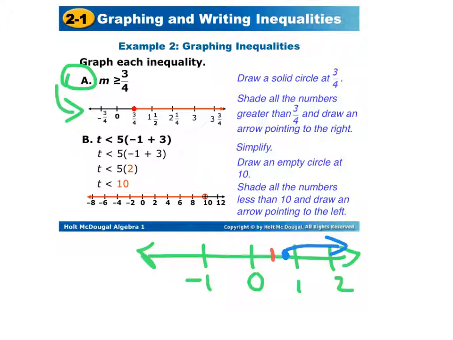All right, so on this one, B, you need to simplify this first. Follow PEMDAS, and then they got it finally down to 10 after following PEMDAS, and then they graph the final result. Notice it's this symbol, so it's an open circle, and it's going to the left.